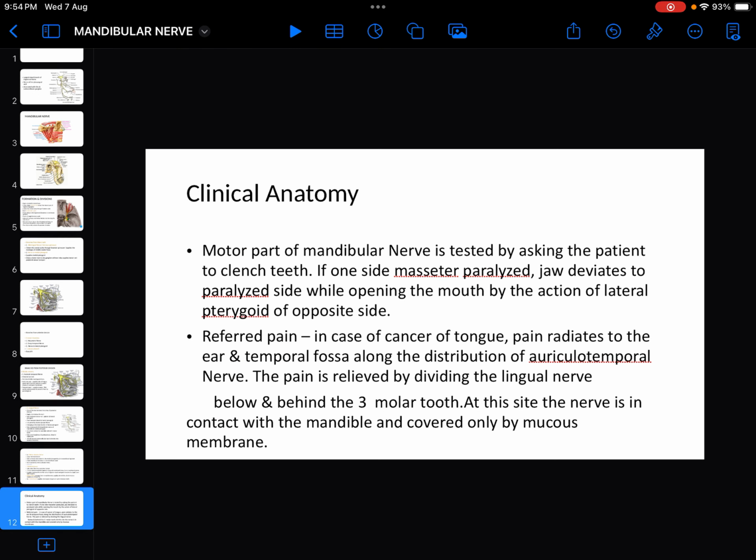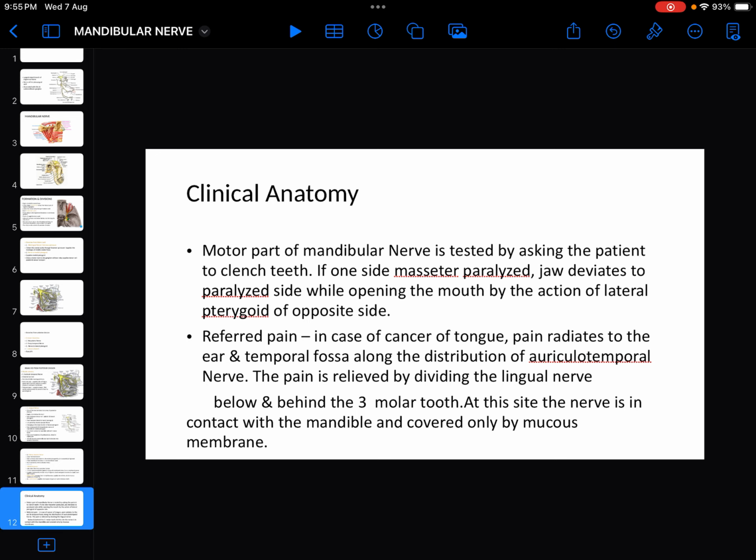Then about the clinical anatomy of the mandibular nerve. The motor part of the mandibular nerve is tested by asking the patient to clench the teeth. If the masseter muscle on one side is paralyzed, the jaw deviates to the paralyzed side while opening the mouth, by the action of the lateral pterygoid of the opposite side.